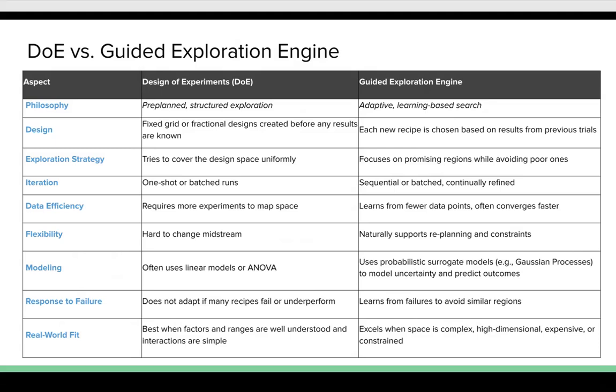And there's a space for design of experiments. It works well when the factors and ranges are well understood and the interactions are simple for what you're trying to understand. But when your space is complex, high dimensional, expensive, or extremely constrained, oftentimes it can be physically impossible to run design of experiments. This is where you want to find something that goes after the promising regions, avoids the known bad, and converges as fast as possible, because a complex space in a typical design of experiments manner would be very expensive to completely map out. And so you want to do it using active learning.